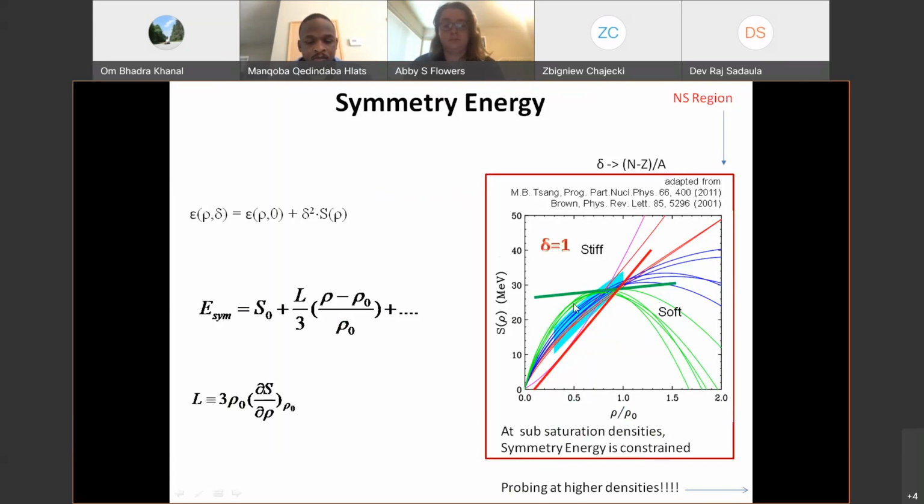Now, this shaded region here is the experimental constraint, and you can see that at lower density, all of these lines pass through the experimental constraint, but at higher density, these lines pass differently. So we are interested in this region at high density, which is the region of the neutron star. The neutron star lies somewhere in this region, so we want to extend this constraint towards the higher density region by different observables. And in this paper, the authors are taking pion spectra as the observable to constrain the symmetry energy at high density.